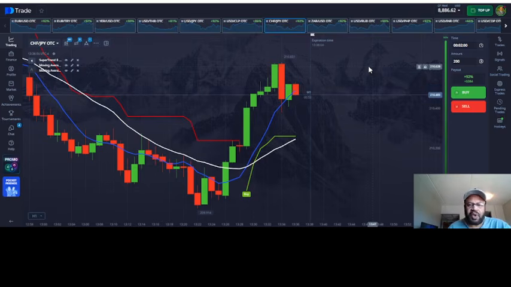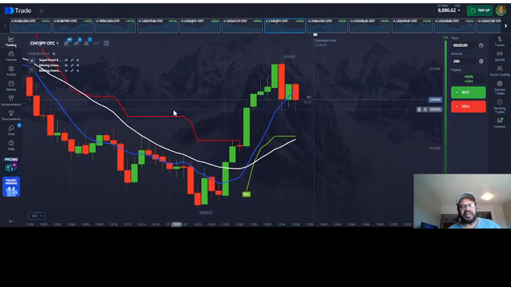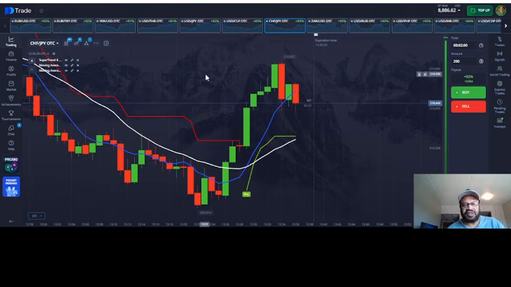So what I'm going to do is pause the video and wait for a potential setup. In the meanwhile, I'm going to wait till the end of the video to give you all the settings of the indicators that I use to trade this very simple strategy for the OTC markets on Pocket Option.